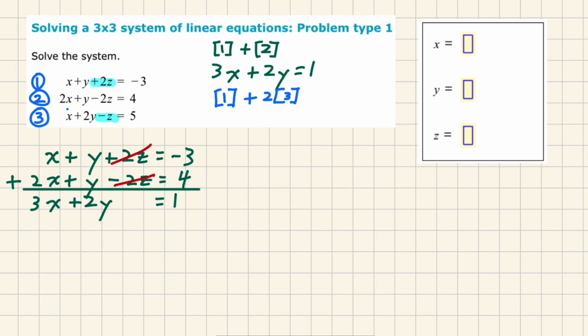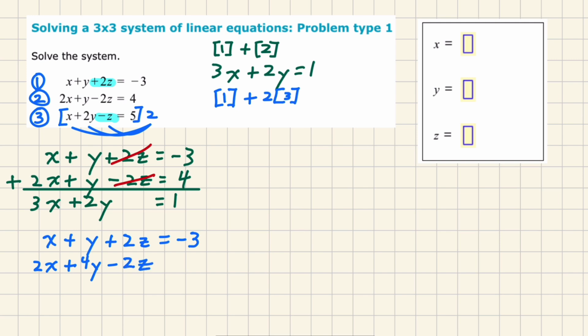In rewriting this, I'll go ahead and multiply equation 3, every term, by 2. So equation 1 would be the same, and then multiplying through equation 3 by 2, 2 times x, a 2x, 2 times a 2y, a plus 4y, 2 times a negative z, a negative 2z, and again I set it up this way so that I can see that these will cancel when I add. Lastly, 2 times 5 gives us that right-hand side, a 10.